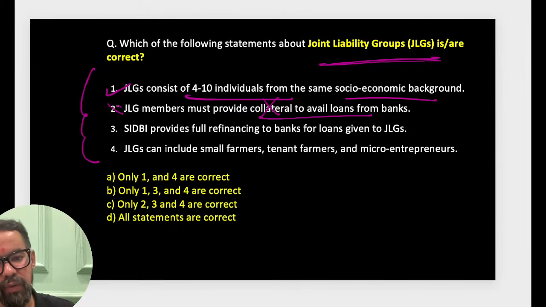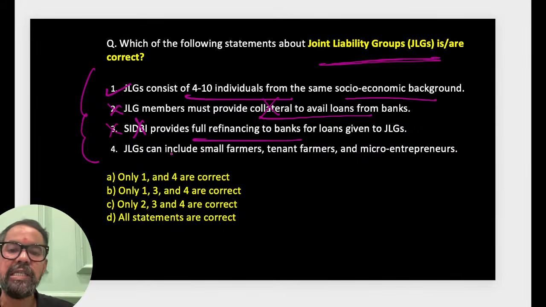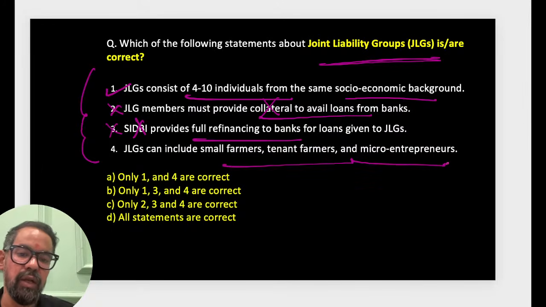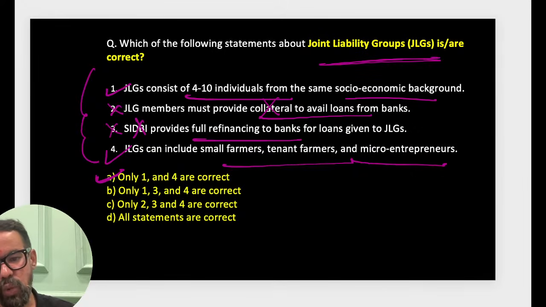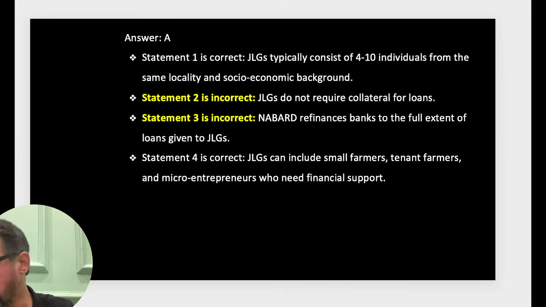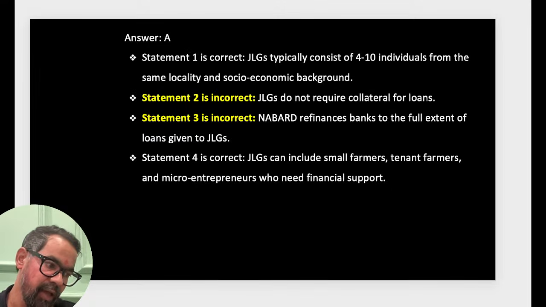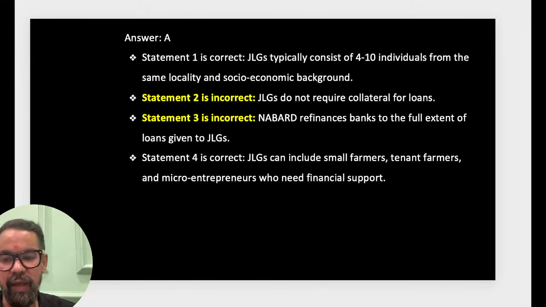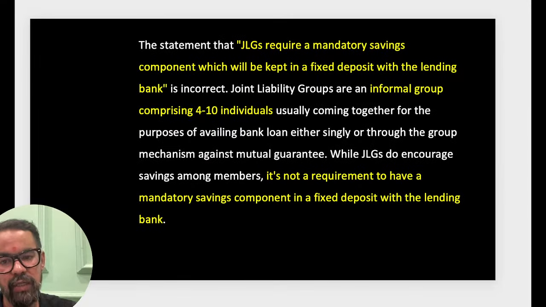No, there is no requirement of collateral. Third, SIDBI will provide full refinancing to bank for giving this. So JLG comes under NABARD, not SIDBI. This is also wrong. JLG can include small farmers, tenants, and this is true. 1 in 4 if it is correct. हाँ ठीक है. So 1 in 4, A will be the right answer for this one. Very good guys. Why Raju sir? Why B? A will be the right answer for this particular one. It is governed by NABARD, not that one, right? SIDBI is not involved in this one. Correct है?